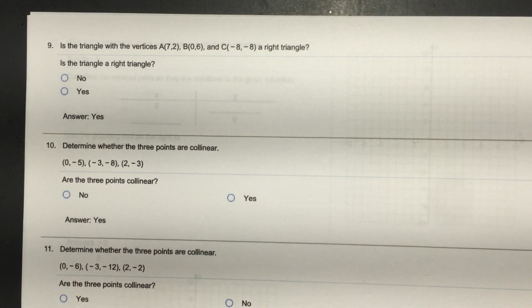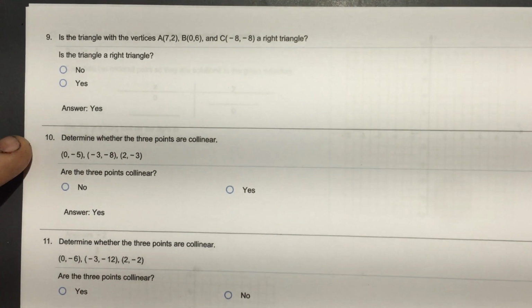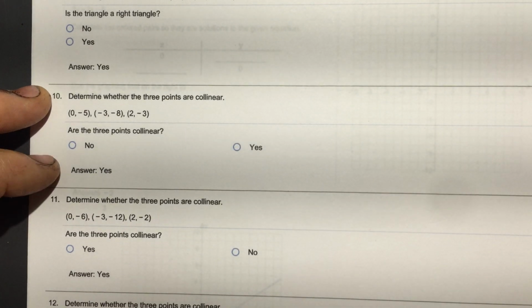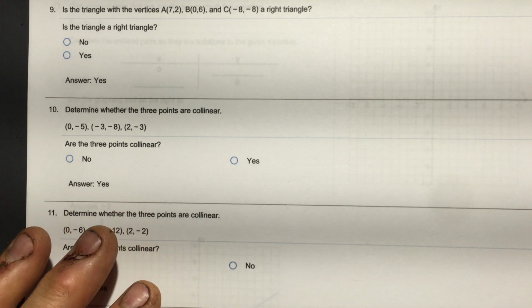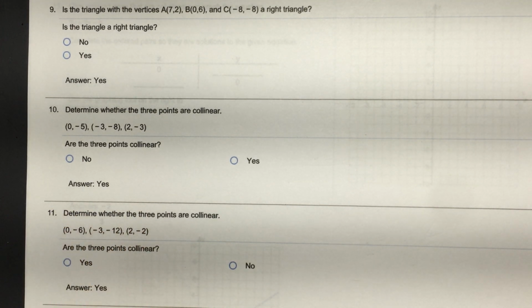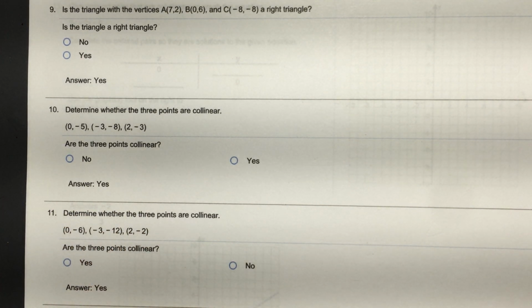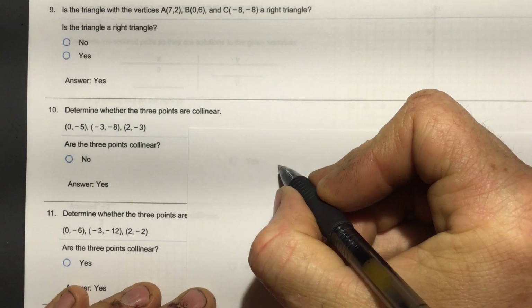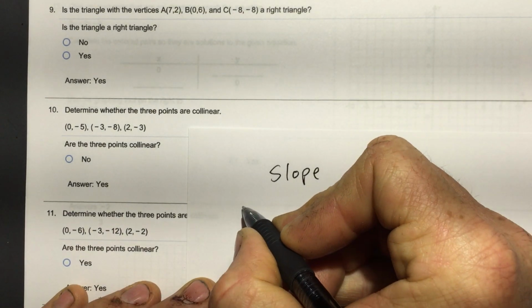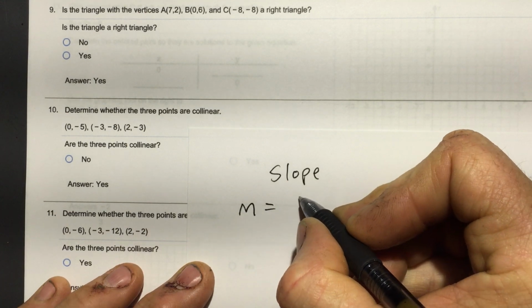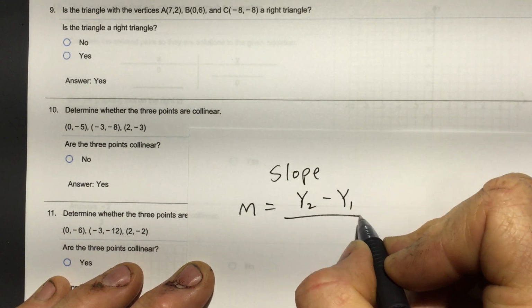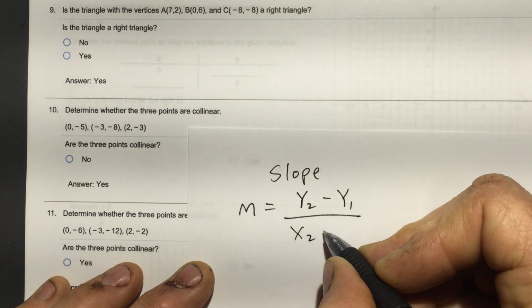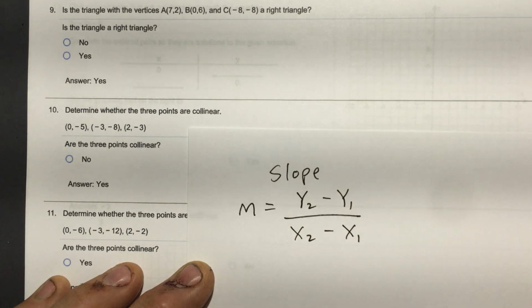Okay. Now we've got 3 questions in a row here, 10, 11, and 12. Are these collinear? To figure out if they're collinear, we're just going to check the slope. This is the slope formula. Slope is m. That's the y from point 2 minus the y from point 1, divided by the x from point 2 minus the x from point 1.